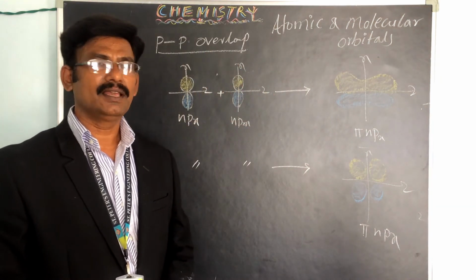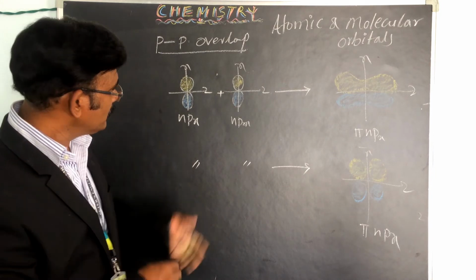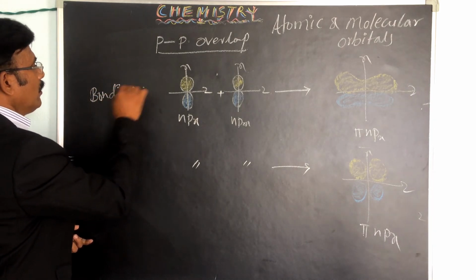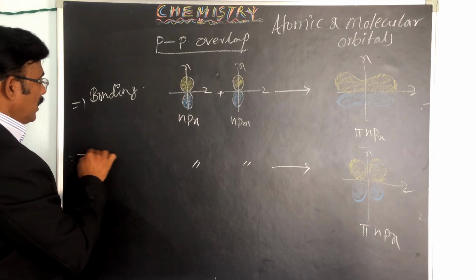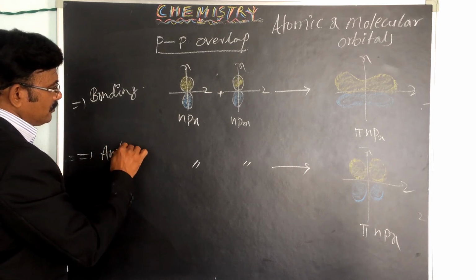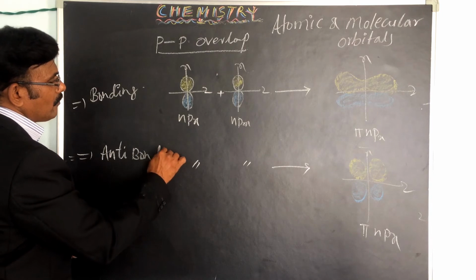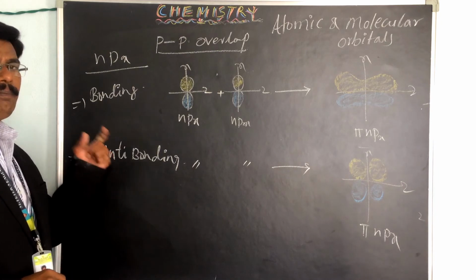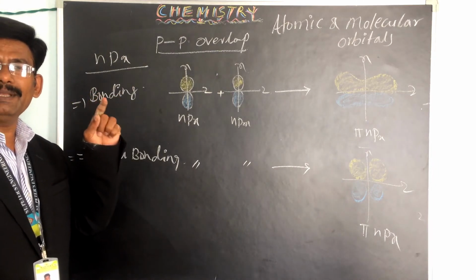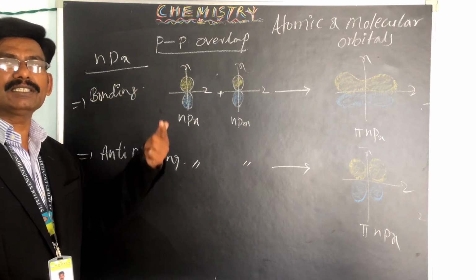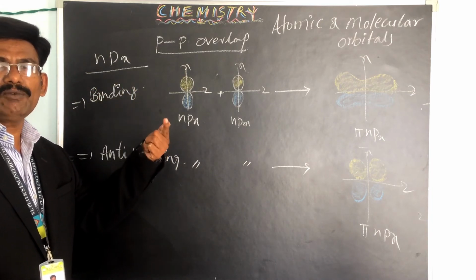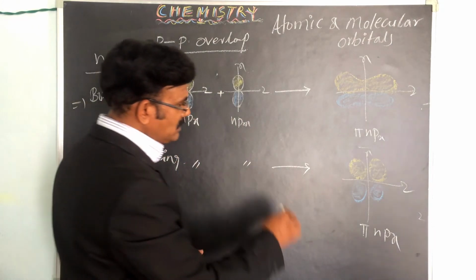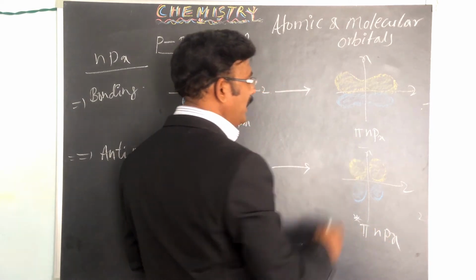NPX direction. See, here the bonding. This is the bonding, and this is the antibonding. In NPX. In NPZ we have already seen NPZ sigma bonding and sigma star bonding. What does sigma star mean? Sigma star is the anti-bonding. Here the pi star. Here the pi star. The pi and pi star.